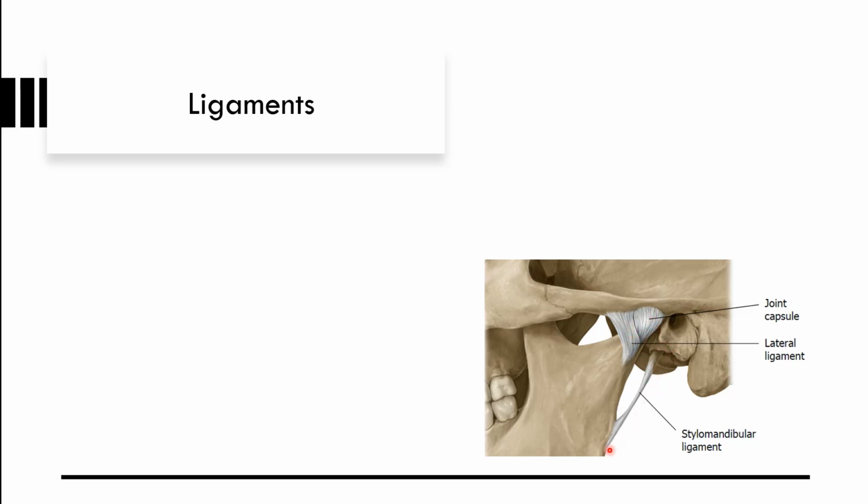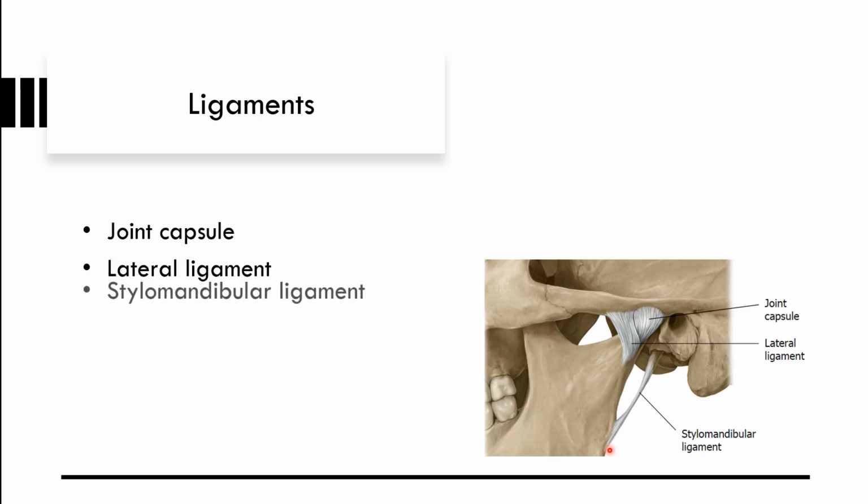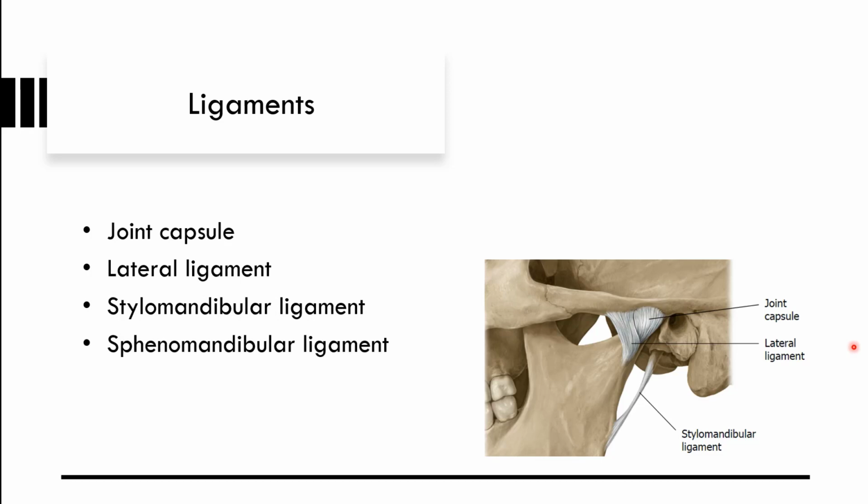And there is one more ligament. This is the stylomandibular ligament. So joint capsule and lateral ligament, after that, stylomandibular ligament. Actually, this is part of deep cervical fascia, which is extending from the styloid process to the angle of the mandible, which actually separates the submandibular gland and parotid gland. And one more ligament is there, that is the sphenomandibular ligament, which is not seen in this view.